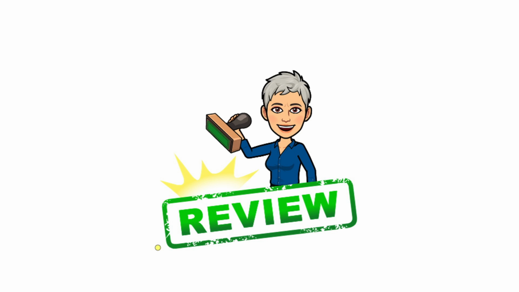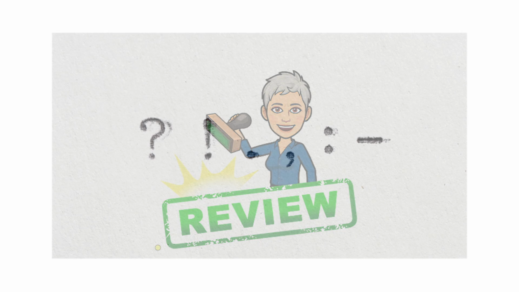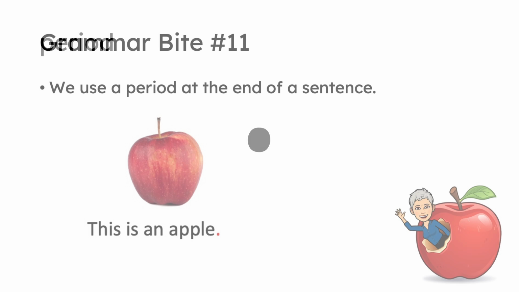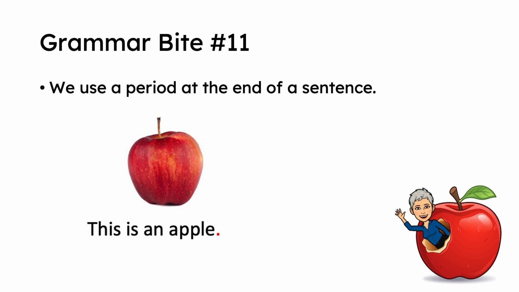Let's start with a quick review. In the last few videos, I've been talking about punctuation, the marks in writing that are not the alphabet. In the last video, I talked about the period. We learned that we use a period at the end of a sentence. For example, this is an apple, period. The period is like a stop. It tells the reader that the idea of the sentence is finished.